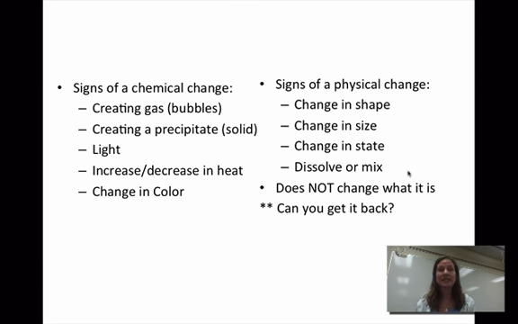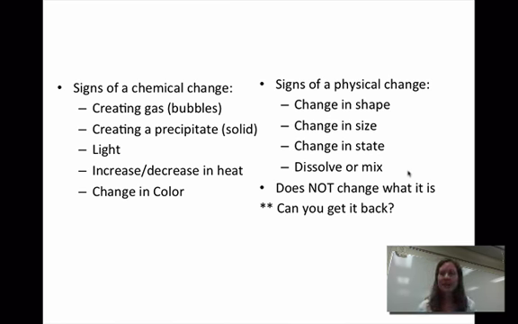If you produce light, okay, that's a sign of a chemical change. If all of a sudden it gets hot or cold on its own, that's chemical change. And then if it changes color, like a crazy color, and not if you put blue and yellow together and it makes green. Okay, blue and yellow always make green. But if you put blue and yellow together and that makes red, that would be a chemical change.